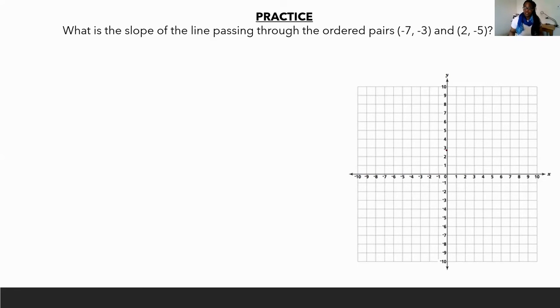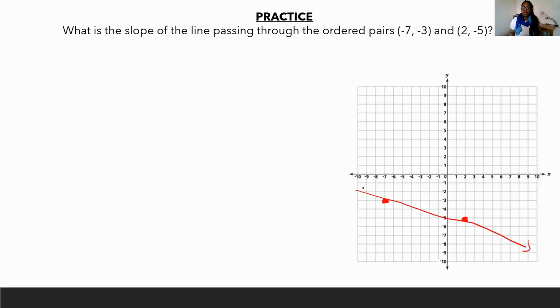So graphically, I can go to -7, -3. So here's -7, and I'm going to go down 3 and plot my point. Then we have 2, -5. So here's 2, here's -5, and we're going to plot that point. And then I'm going to try as best as I can to draw the line.